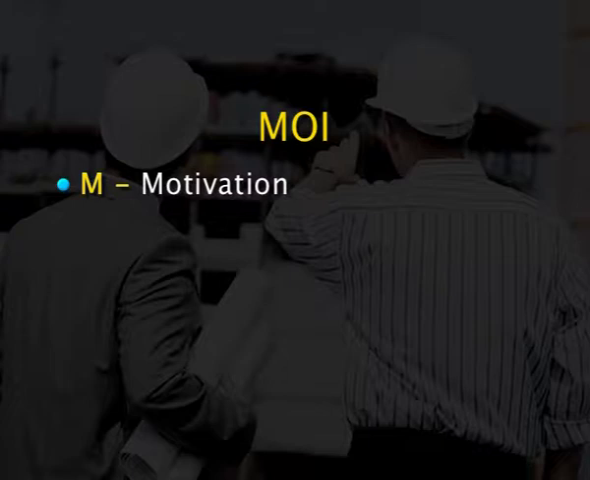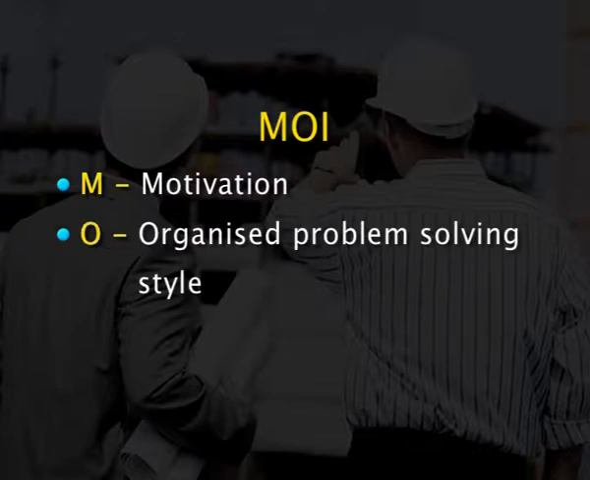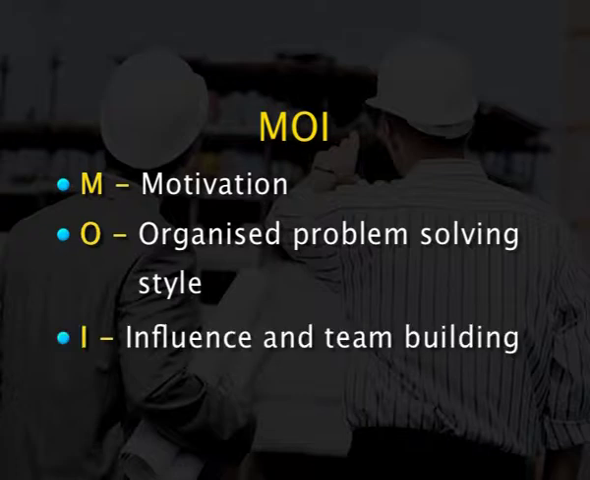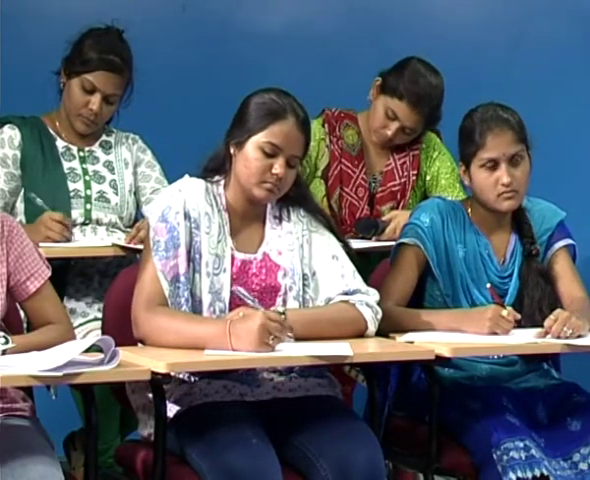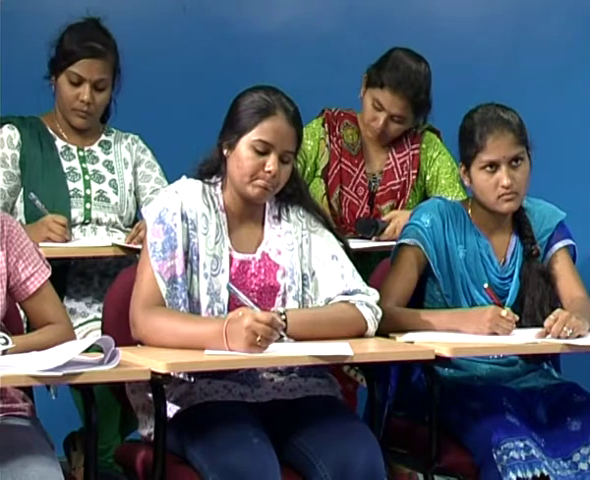It can be acronymed as MOI. M stands for motivation, O stands for organized problem solving style. I stands for influence and team building. What is to motivate? That is to encourage the project team to give their best for the project. Organized problem solving means to diagnose and structure a solution, apply lessons you have learned from the previous experience and remain flexible through a proper problem solving style.